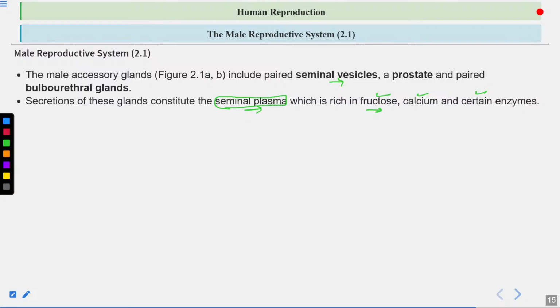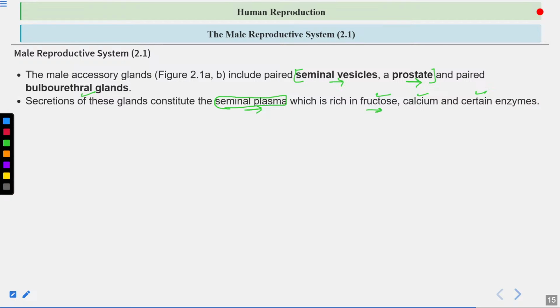Okay. Then prostate gland. This prostate gland secretes a milky alkaline fluid that forms the major component of the semen. So basically the secretions of seminal vesicles, prostate gland, as well as the bulbourethral gland form the major part of the semen.